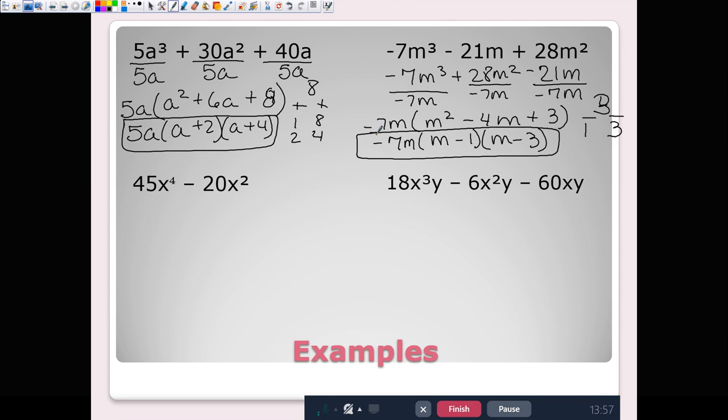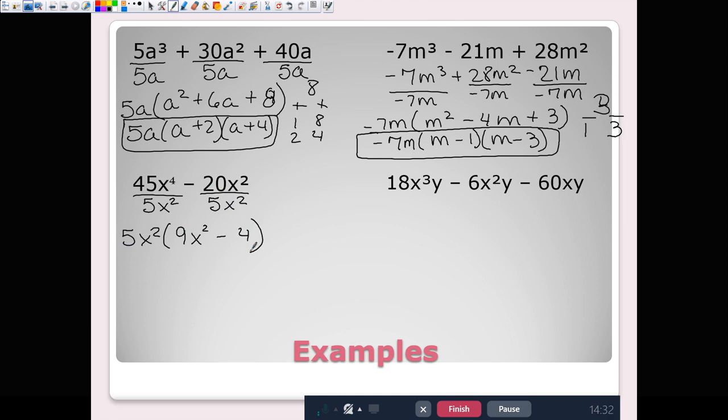Is this in standard form? Yes. Is there a GCF? Yes. 5x squared. And 45x to the fourth divided by 5x squared is going to give me 9x squared. 20x squared divided by 5x squared is going to give me a negative 4.